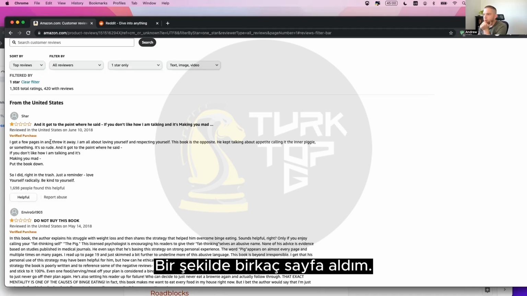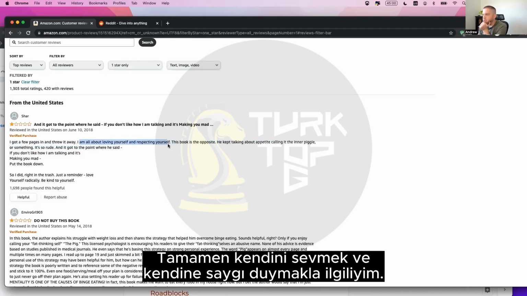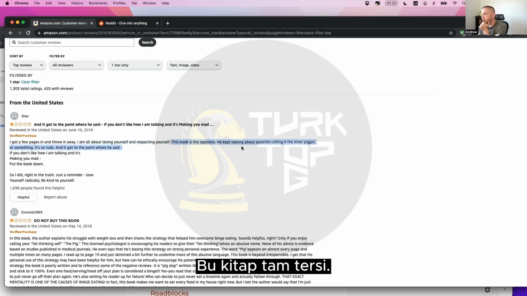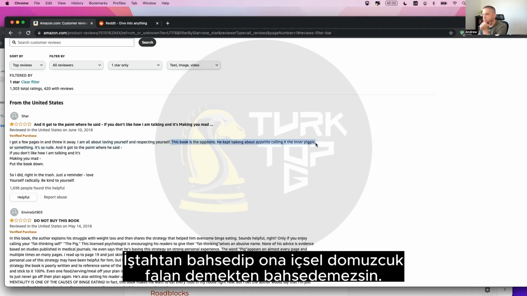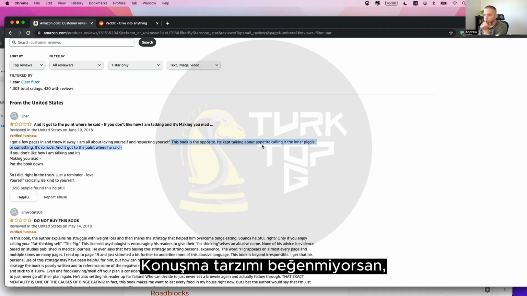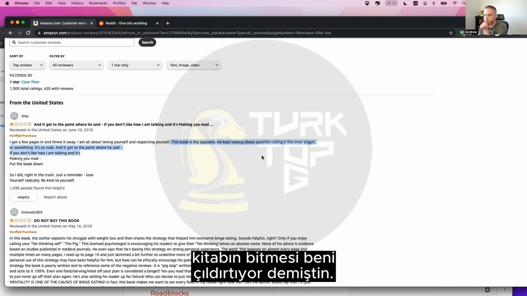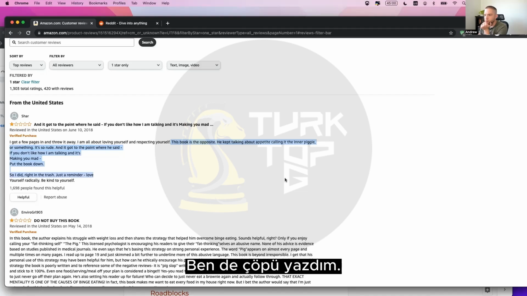I got a few pages in right away. I'm all about loving yourself and respecting yourself. There are some values for the avatar. This book is the opposite. He kept talking about an appetite and calling it the inner piggy or something. It's so rude. I got to the point where he said, if you don't like how I'm talking, it's making you mad, put the book down. So I did, right in the trash.